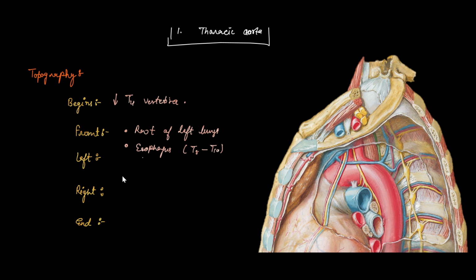So when we look at the left aspect here, we saw that here lie the left mediastinal pleura and left lung, and also the hemiazygous vein, which is not clearly visible here and not shown in this picture. But you need to remember that the hemiazygous vein also lies on the left side of the thoracic aorta. So this was the left aspect of the thoracic aorta.